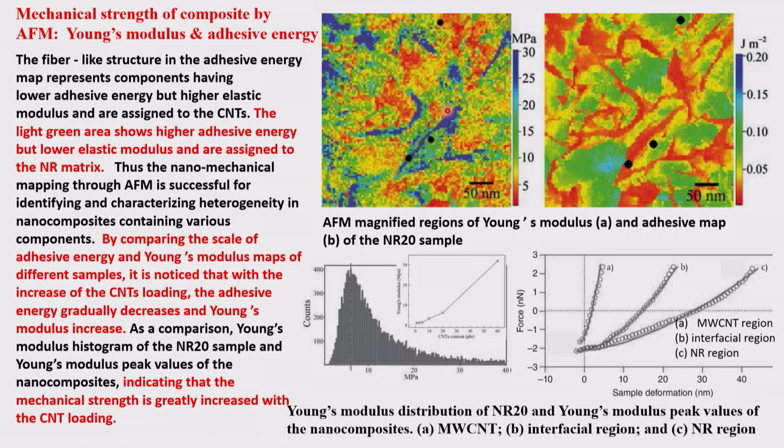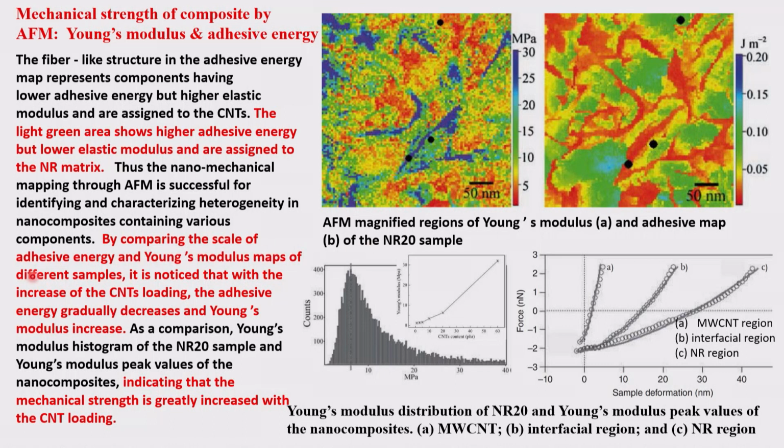So you can see the regions with differently colored regions. The ones which are light green, a kind of shaded color, show higher adhesive energy but lower elastic modulus. Lower elastic modulus means you have more of a rubber region, and less of the multi-wall carbon nanotubes. The green regions you can easily make out. Thus the nanomechanical mapping through AFM is successful for identifying and characterizing the heterogeneity or homogeneity in nanocomposites containing various components. In this case, the rubber with the multi-wall carbon nanotubes: how homogeneous, how heterogeneous, and the regions of elasticity, etc.